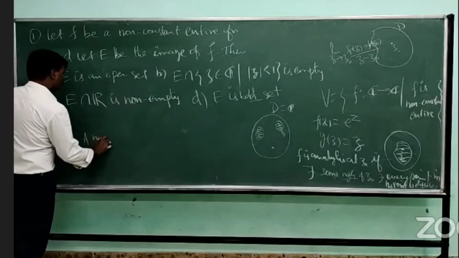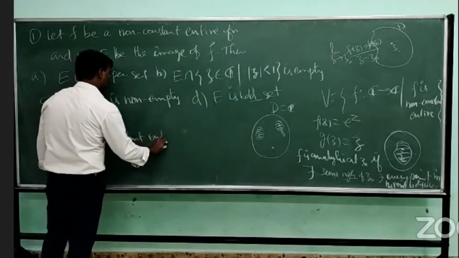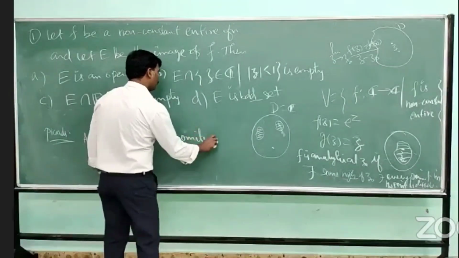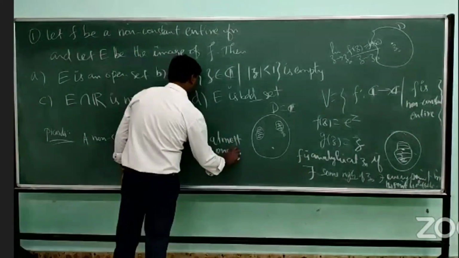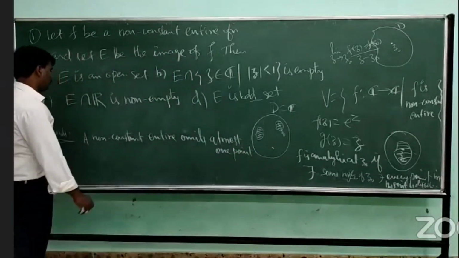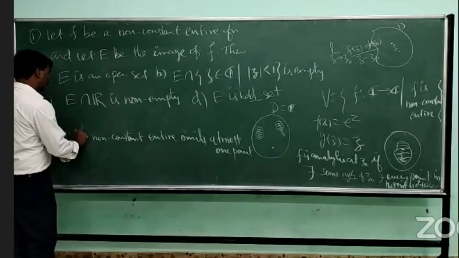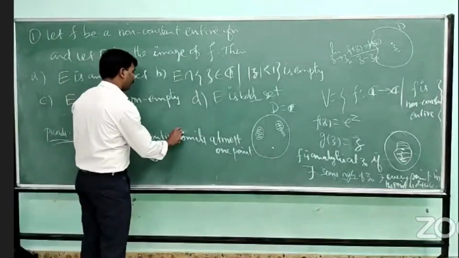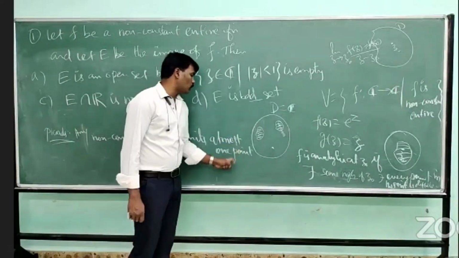Just write the statement. A non-constant entire function omits at most one point. Any non-constant entire function F omits at most one point.